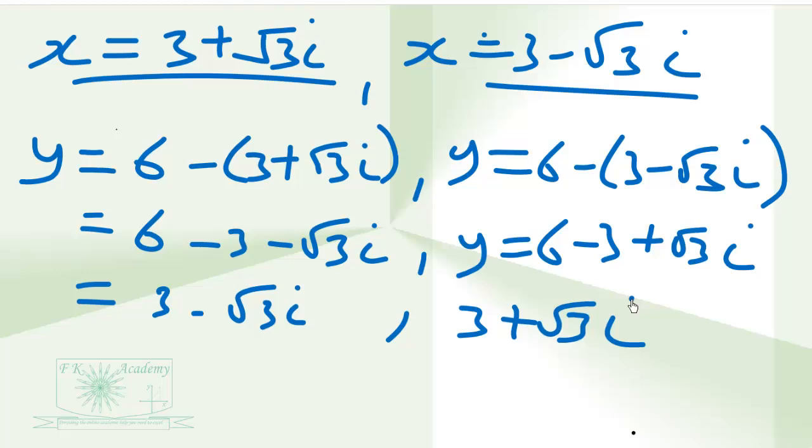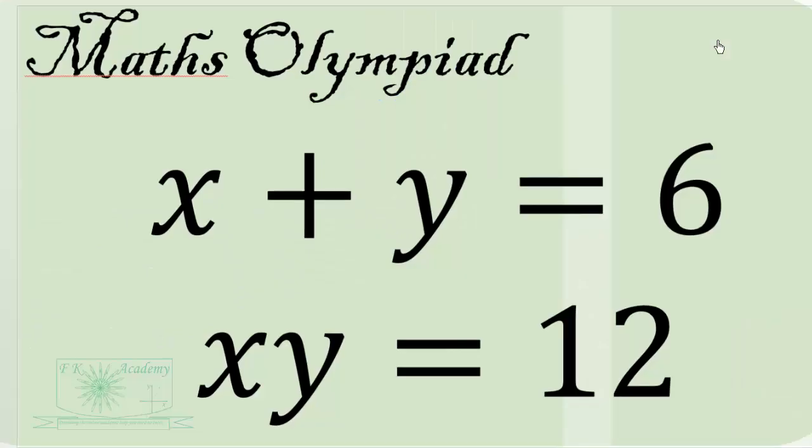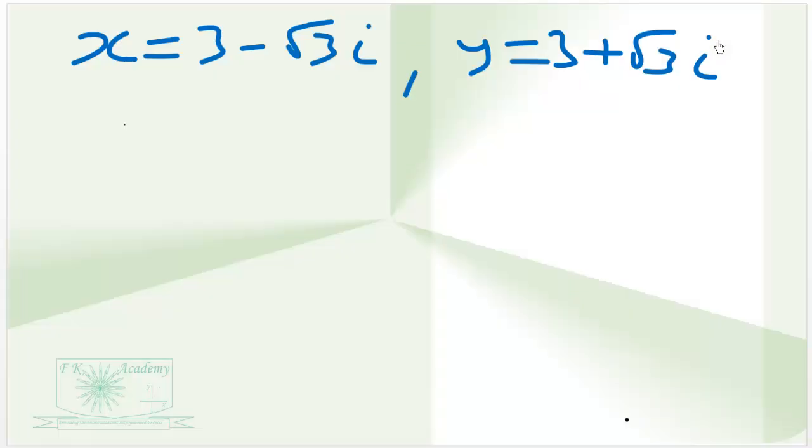So when x equal 3 plus root 3i, y equal 3 minus root 3i. And when x equal 3 minus root 3i, y is equal to 3 plus root 3i. Now let's check and see if we add, we will get 6. And when we multiply, are we going to get 12? Let's check and see. So let's add.